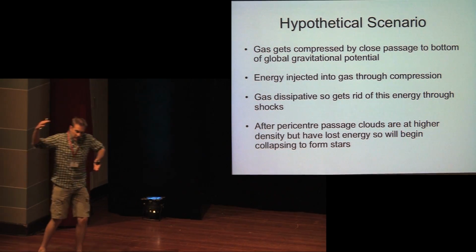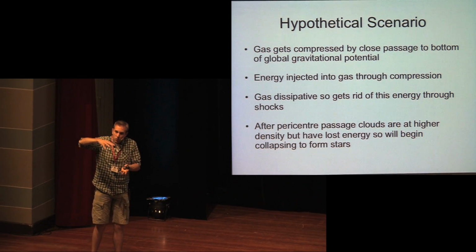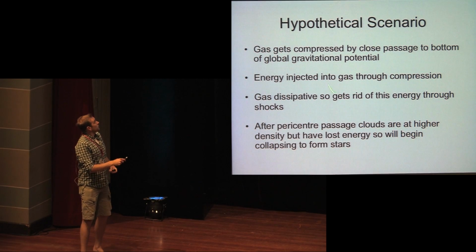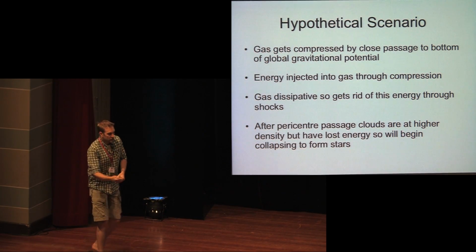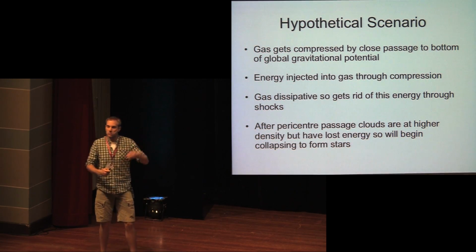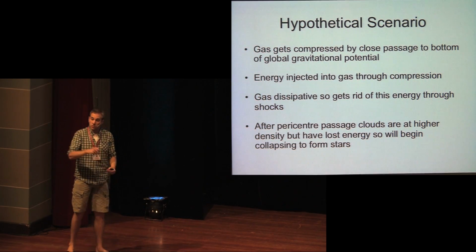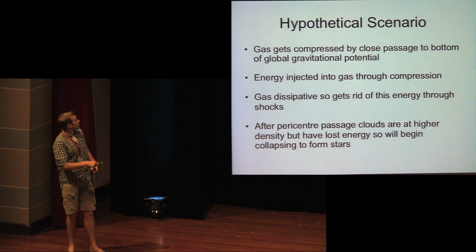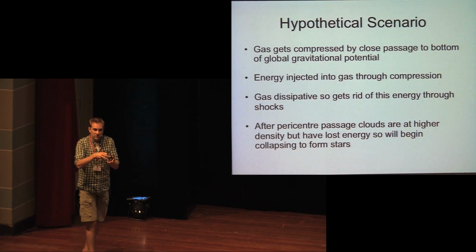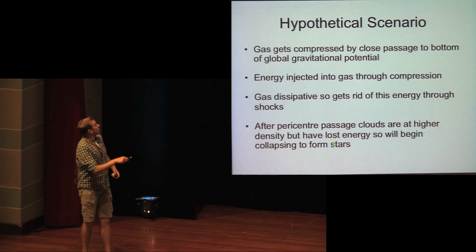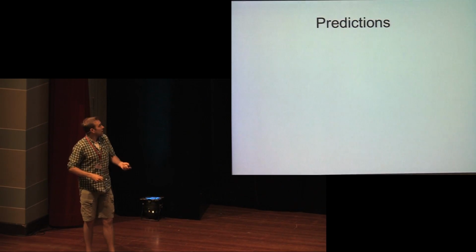So what happens is that the gas comes down and it gets squashed. It gets compressed by the gravitational potential, and energy is injected into the gas. If you were a star cluster, you wouldn't care. You'd just go past the bottom of the potential and re-expand. But gas is dissipational, so on a crossing time, that energy gets dissipated. So basically what happens is you have shocks, and after pericenter passage, the gas is very dense, but it can begin to collapse and form stars.